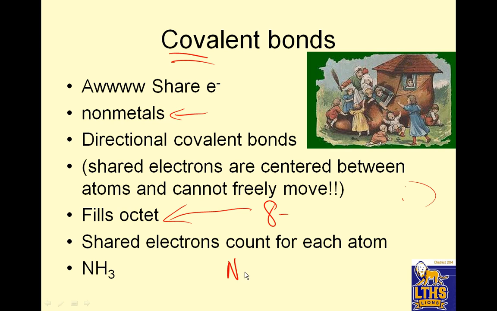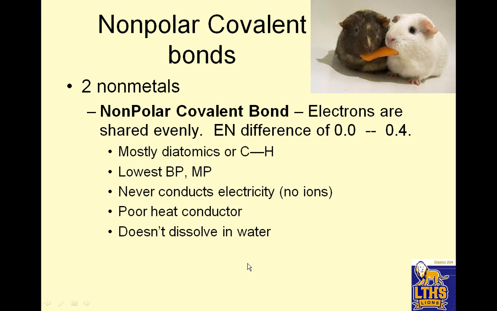NH3 shares electrons. I'll show you what the molecule might look like. And so these electrons that hydrogen has are shared with those electrons that nitrogen has. Okay, nonpolar covalent bonds is when you have 2 nonmetals that share pretty evenly. What kind of substances do that? Diatomic elements. I'll talk about it a little bit later, but remember this: N, F, O, Cl, Br, I, and so on. All right, remember that.